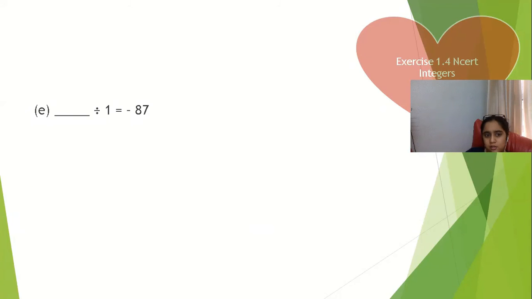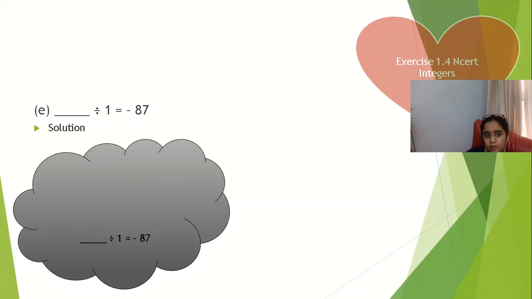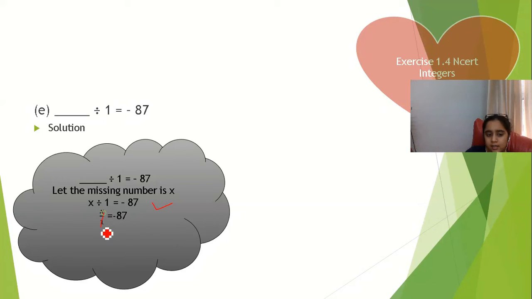So my third question, E part, is we have to fill this blank. We will assume the missing number is x, and I have just put the value of x in this fill in the blanks, and my next equation will become x divided by 1 equals to minus 87. I will shift this 1 from the left hand side to the right hand side and it will multiply with this minus 87. So my x would be minus 87, because if you multiply any number with 1, you will get the same answer.